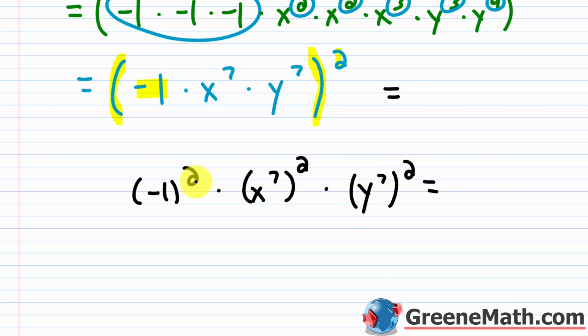So -1 being squared, we know that's -1 times -1. Again, there's parentheses around the base there, so that's 1. Then x to the 7th power being squared, keep x the same, multiply the exponents. 7 times 2 is 14. Then times, you have y to the 7th power being squared, y stays the same, multiply the exponents, 7 times 2 is 14. So your result here is x to the 14th power, y to the 14th power.